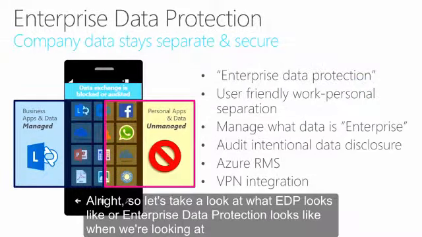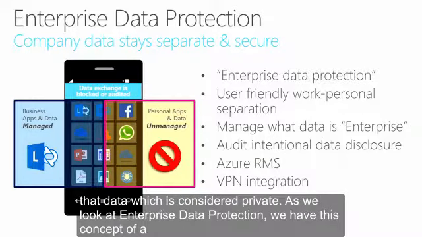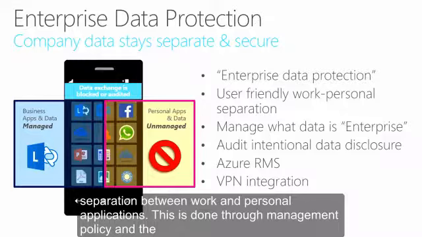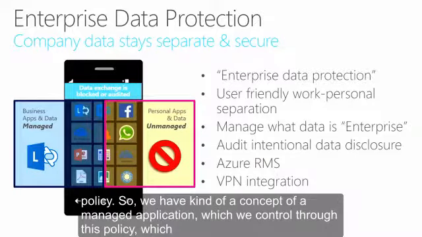All right, so let's take a look at what EDP, or Enterprise Data Protection, looks like when we're looking at a device platform and how we're managing this segmentation between enterprise or organizational data and that data which is considered private. As we look at enterprise data protection, we have this concept of a separation between work and personal applications. This is done through management policy, and the applications themselves can be enlightened to understand how to manage data appropriately based on this policy.